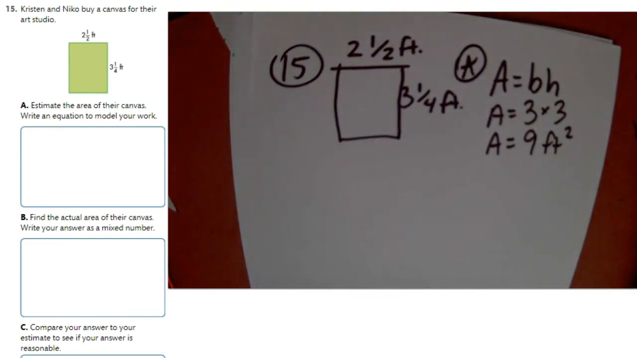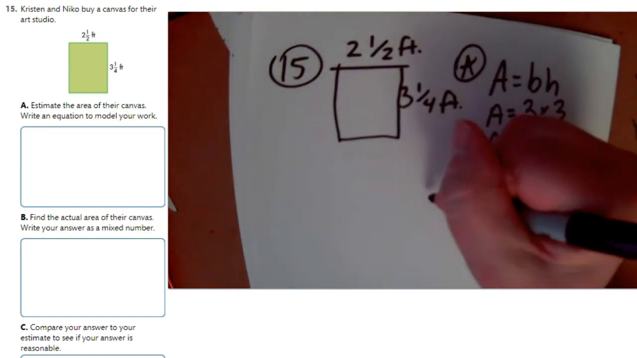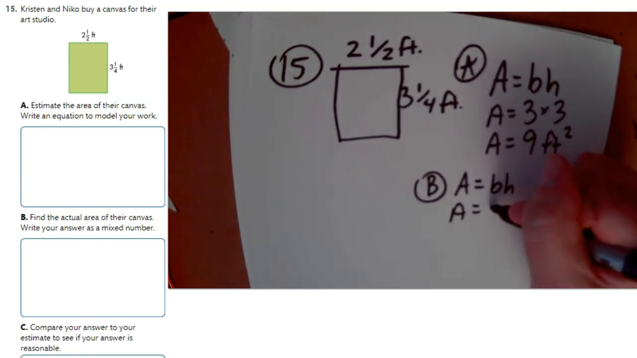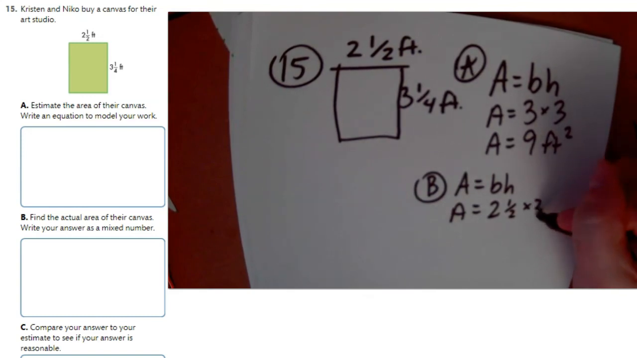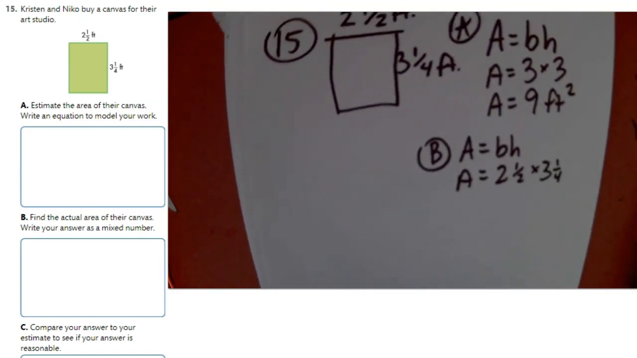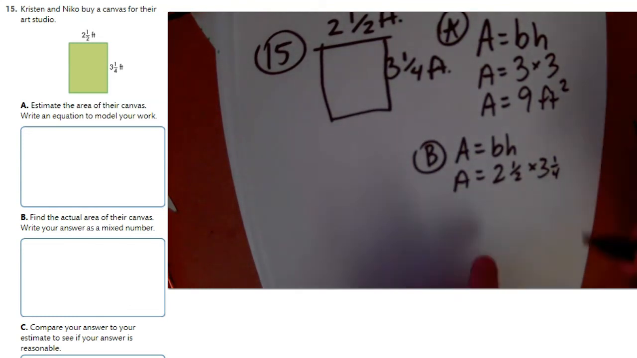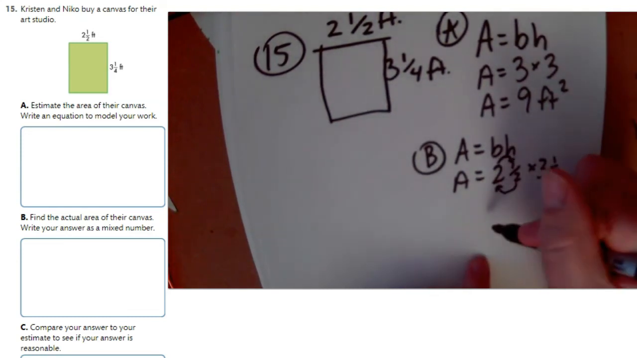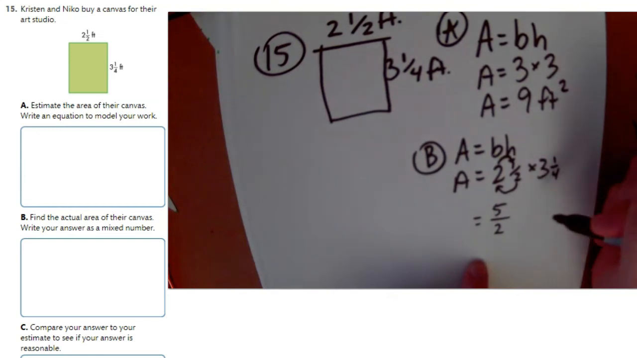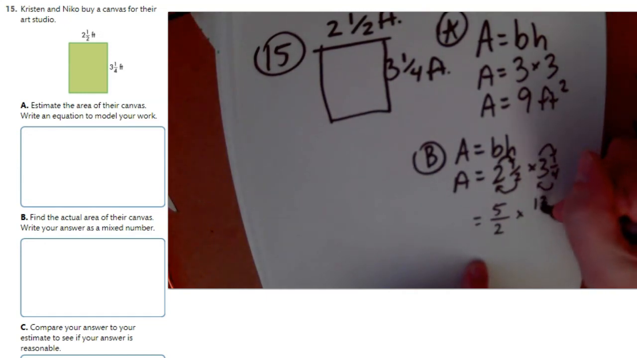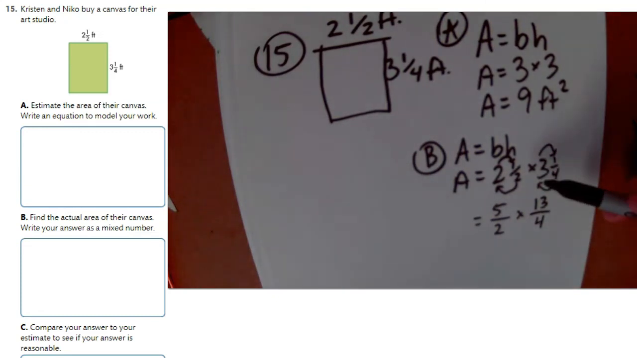Moving on to letter B, it says find the actual area. All right, let me do that. So letter B, the actual area equals base times height. My base is 2 1/2. My height is 3 1/4. I'm going to find the actual area here by taking these mixed numbers and turning them into improper fractions. So 2 times 2 plus 1. 2 times 2 is 4 plus 1 is 5. I get 5 halves. Over here, take 4 times 3 plus 1. 4 times 3 is 12 plus 1 is 13. I get 13/4.